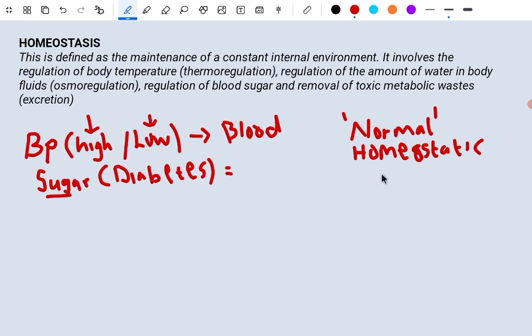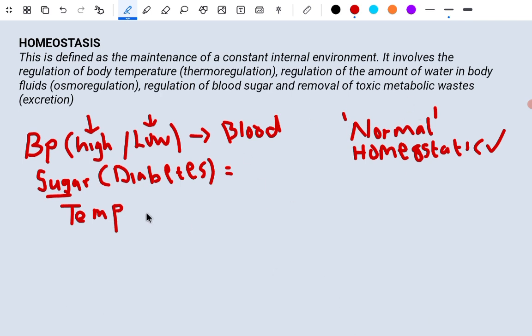Okay, homeostatic. So this is normal. When your BP is normal, we say it is at homeostatic. Even when your sugar levels are normal, we say it is at homeostatic. Even when your body temperature is normal, we are saying it is homeostatic. So this is what we call homeostatic.